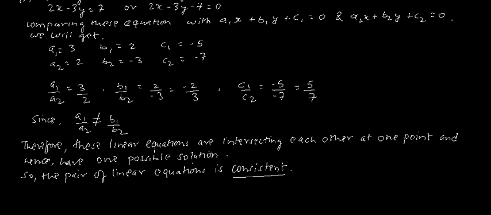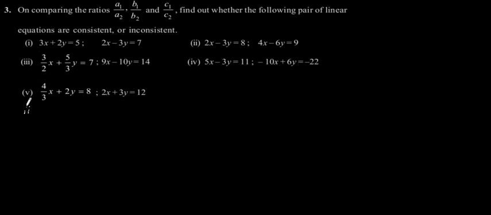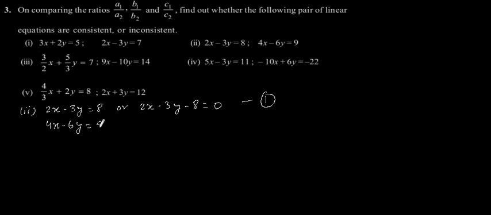Now second problem. Second is 2x minus 3y is equal to 8, or we can say 2x minus 3y minus 8 is equal to 0. Let's say this is our equation 1. 4x minus 6y is equal to 9, or 4x minus 6y minus 9 is equal to 0. Let's say this is our equation 2.